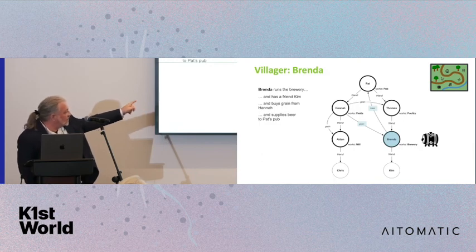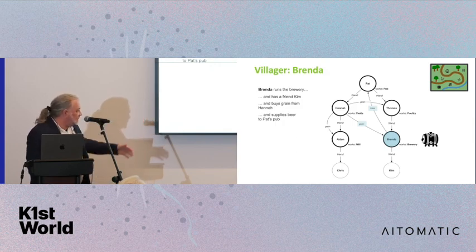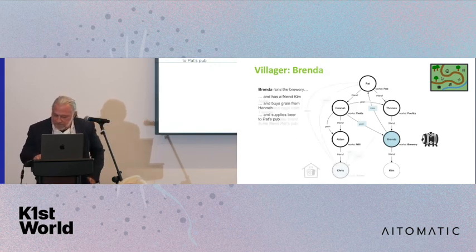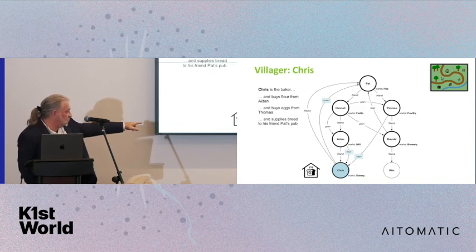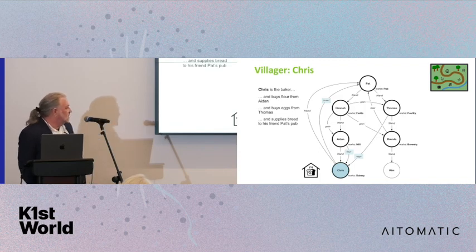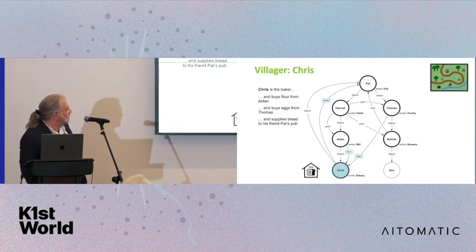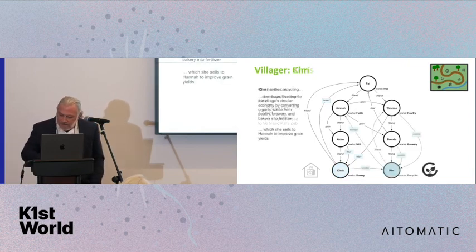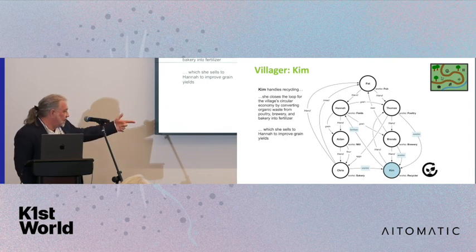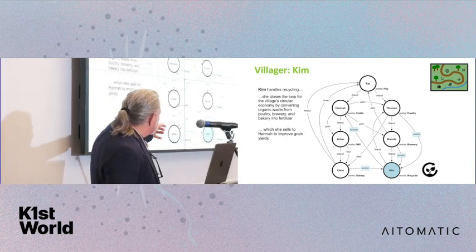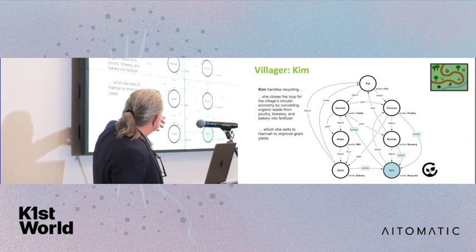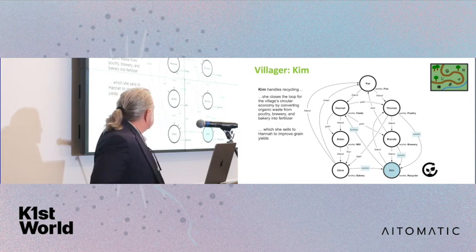Going back over here to Brenda, Brenda also buys grain and runs the brewery, produces beer. And then Brenda has a friend, Kim. And then down here, Chris works the bakery, produces bread. So Chris is buying flour, is buying eggs, and producing bread, which is sold off to Pat up there in the pub. And then Kim runs the recyclery, which takes organic waste from the bakery, from the brewery, and produces fertilizer for Hannah to use in the fields, to optimize the yield in the fields.